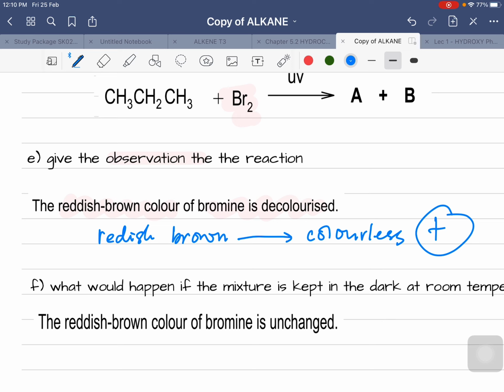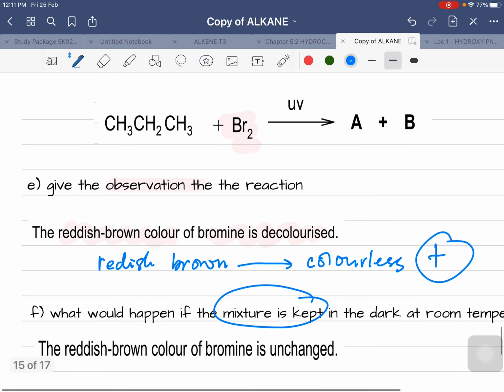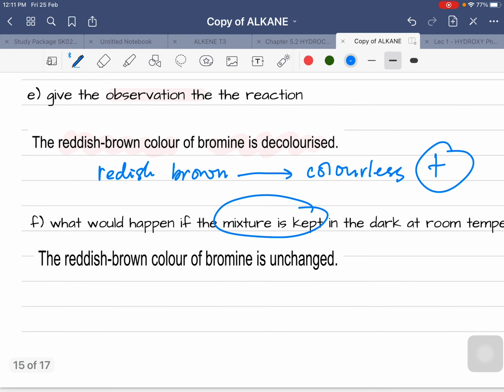What will happen if we kept in the dark? If we kept in the dark, okay, UV ni tak ada. Sedangkan UV berfungsi untuk break bromine homolytically. So kalau UV tak ada, tiadalah free radical yang boleh dihasilkan. So kalau tak ada free radical dihasilkan, there will be no substitution. That means there's no reaction.